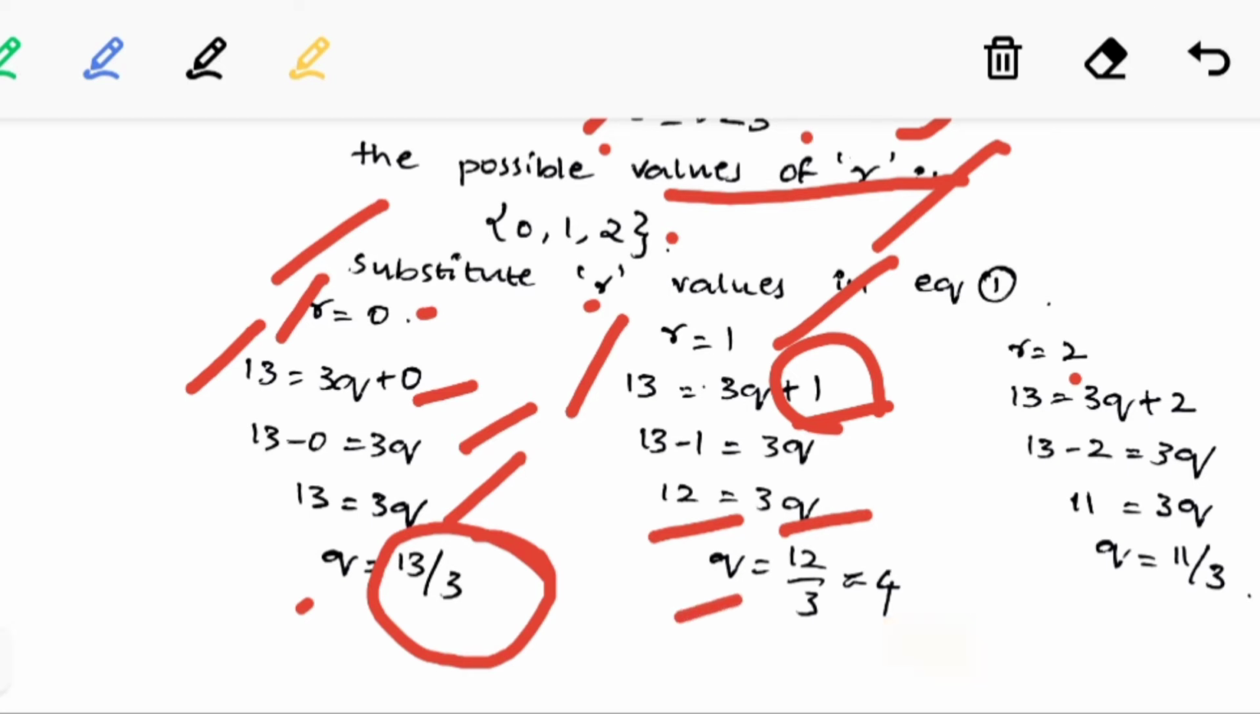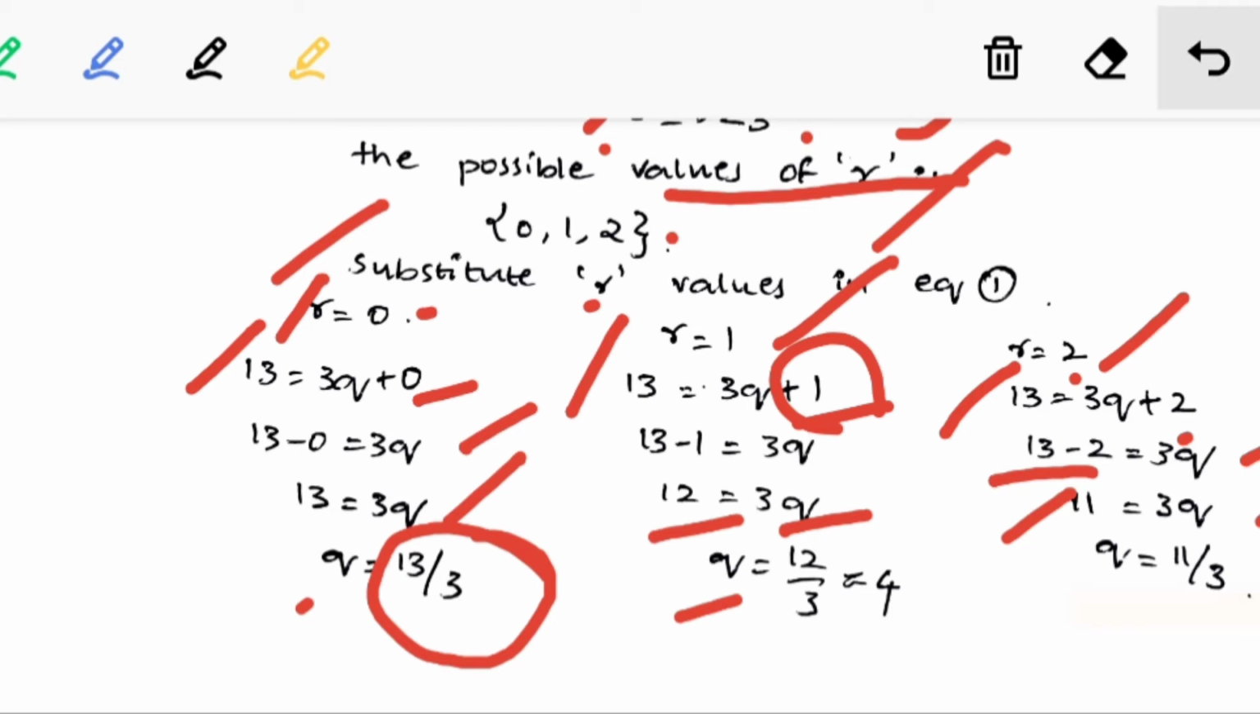Now for R equal to 2. When we replace, we get 13 equal to 3Q plus 2. Now plus 2, when it comes here, becomes minus 2. 13 minus 2 equal to 3Q. What is 13 minus 2? It is 11. 11 equal to 3Q. Now the value of Q is 11 by 3.